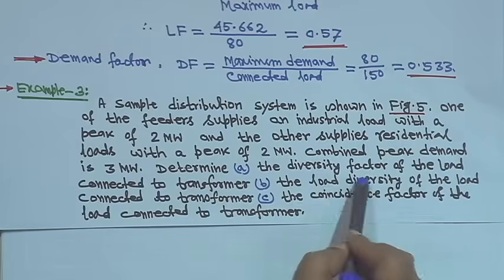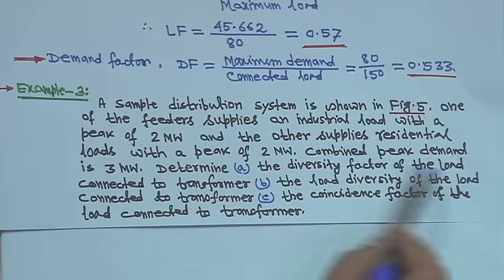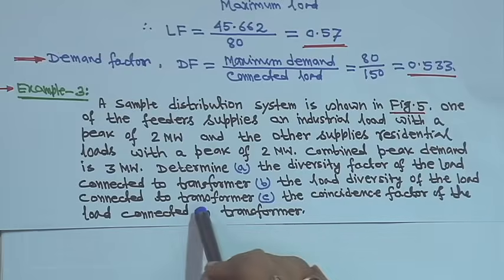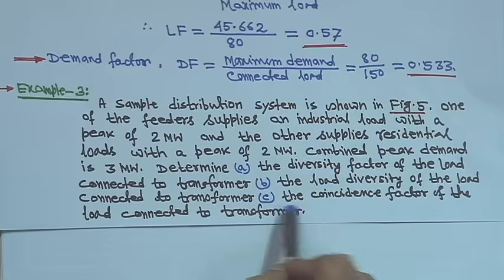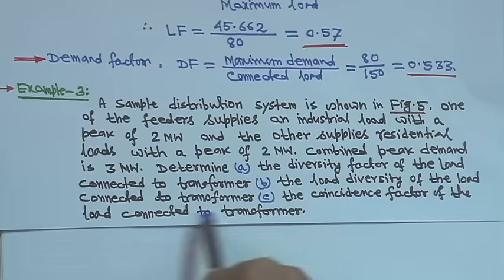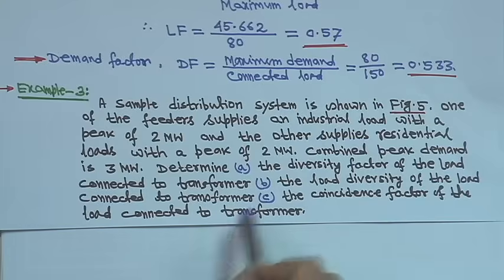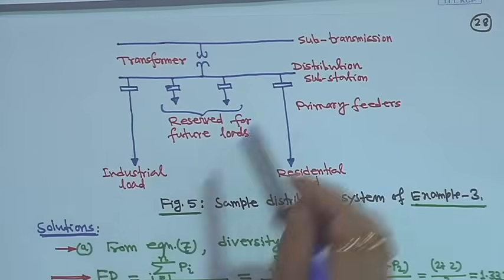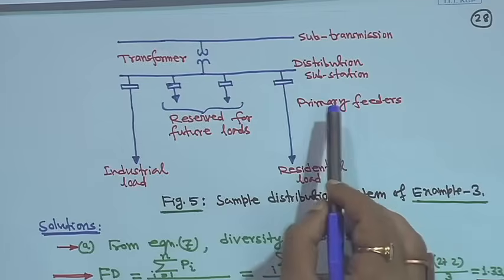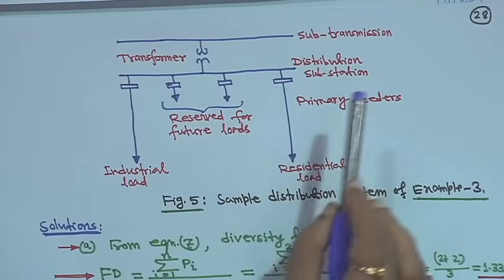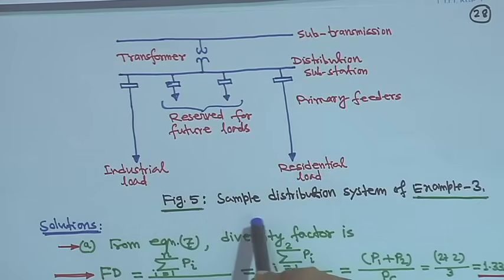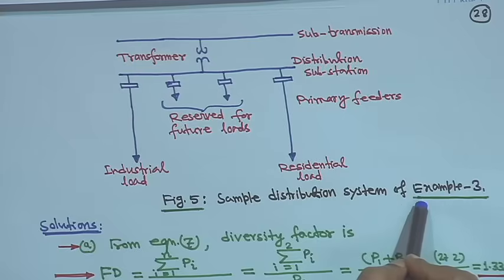Determine A, the diversity factor of the load connected to the transformer, B, the load diversity of the load connected to the transformer, and C, the coincidence factor of the load connected to the transformer. So, these three things you have to obtain. Now, figure 5 for this example. It shows the sub transmission system, a transformer, the distribution substation, and the industrial load, residential load and reserve for future load. This is the diagram, the sample distribution system of example 3.